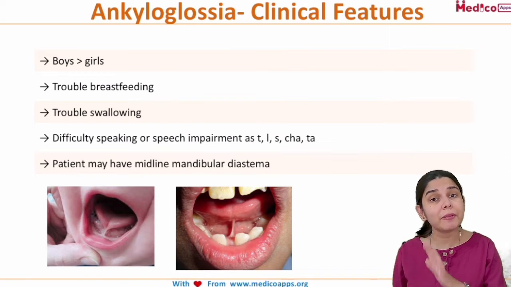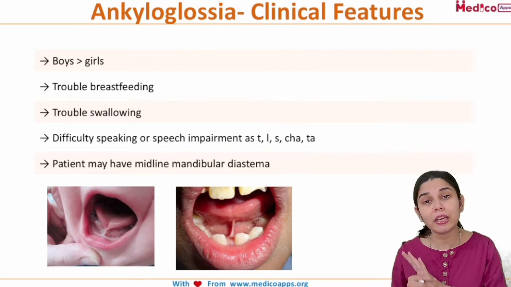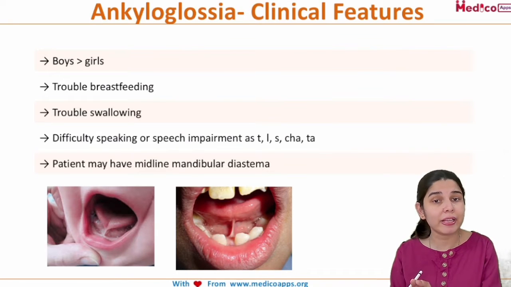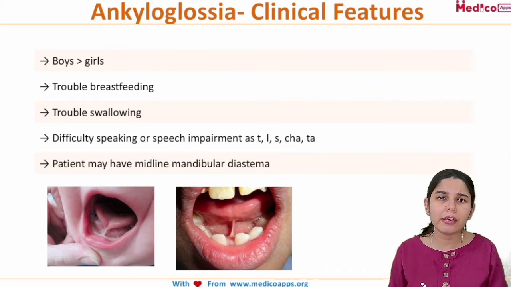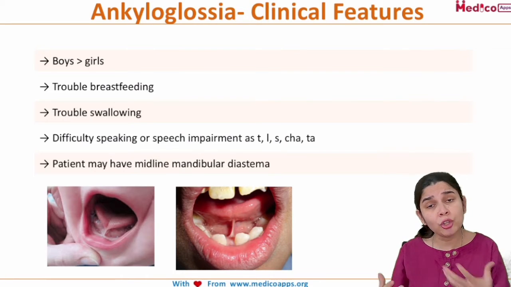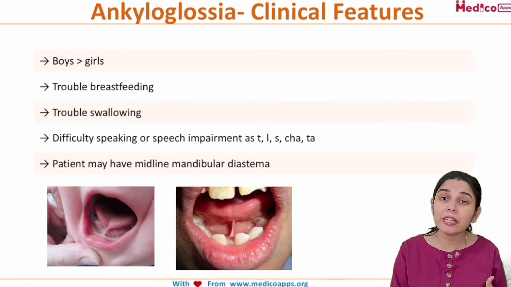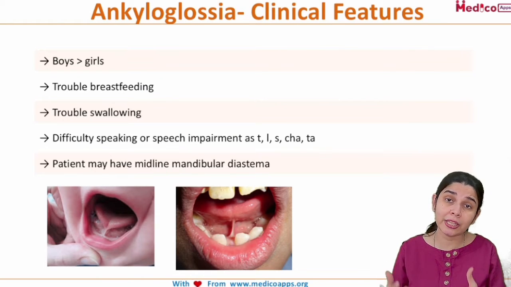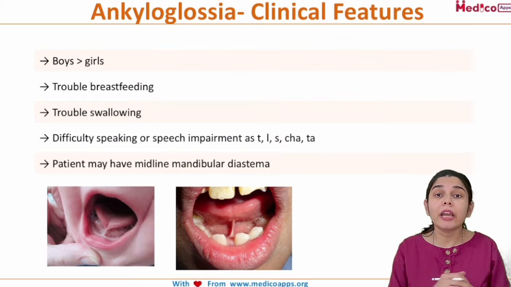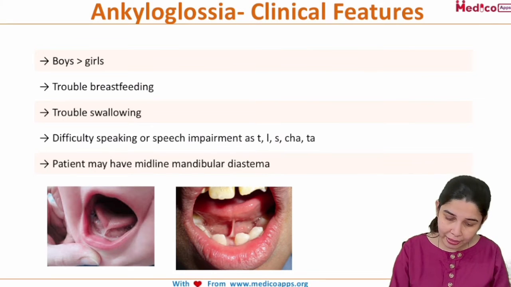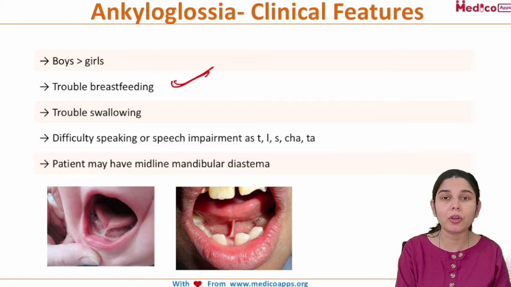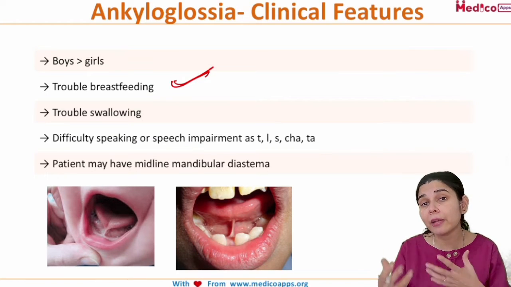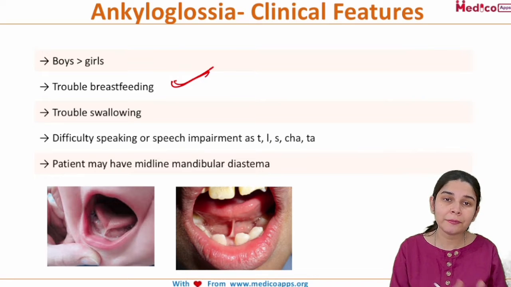So, firstly, let me just tell you that though it's a congenital anomaly, it is more seen in a male child than in a female child. The other important clinical feature is that in a newborn baby, breastfeeding is the only way where the nutrition can go into the newborn. Now, if there is tongue tie, there will be trouble breastfeeding because there won't be any proper tongue movement. So the suckling movement of the newborn will be affected.